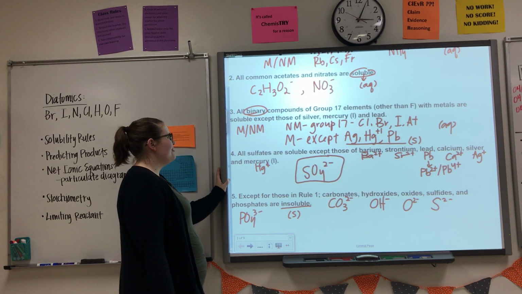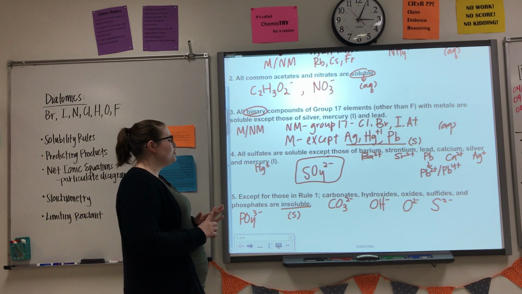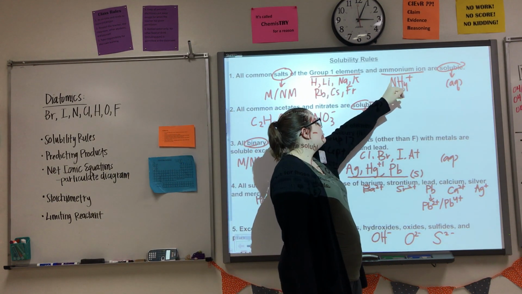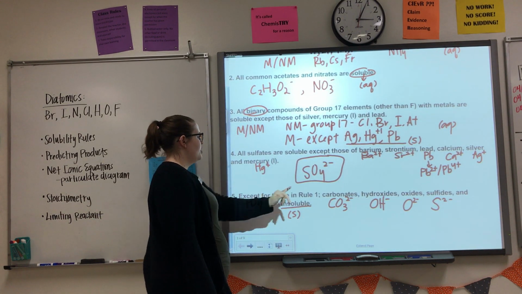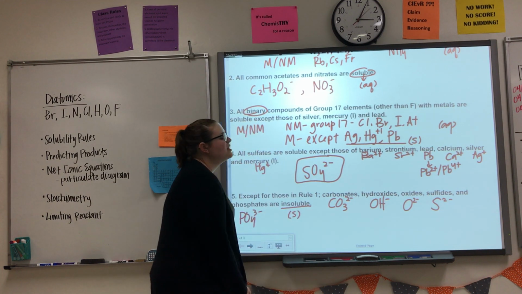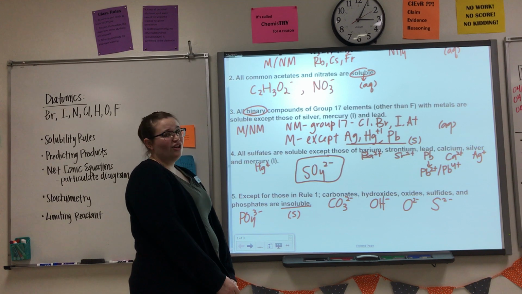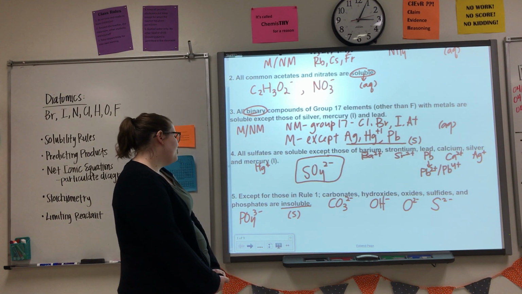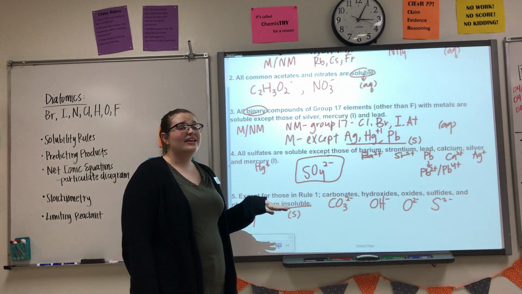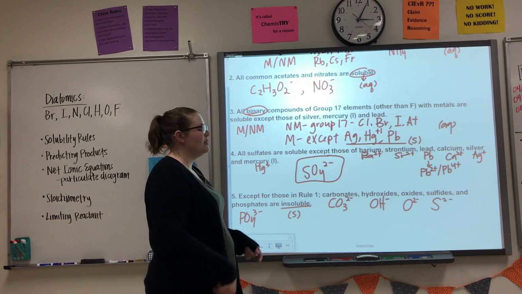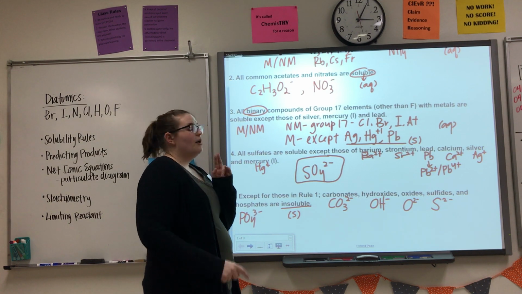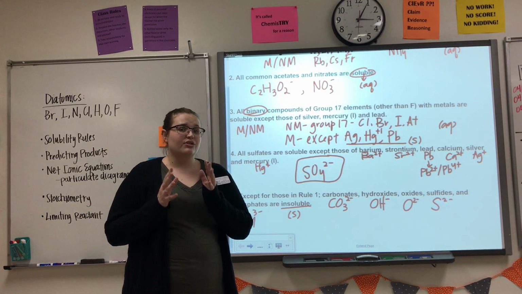Okay, Rule 5. This is kind of what I was referring to in Rule 3. So except for those in Rule 1, so that says except for group 1 elements or ammonium, carbonates, which is a CO3 with a 2-, hydroxides, which is OH with 1-, oxides, oxygen with a 2-, sulfides, sulfur with a 2-, and phosphates, which is PO4 with a 3-, are insoluble. They get the S designation. So the only ones that get the AQ or aqueous designation are going to be if it's a group 1 bonded to one of these, or if it's ammonium bonded to one of these. Those will get the AQ or the aqueous designation.